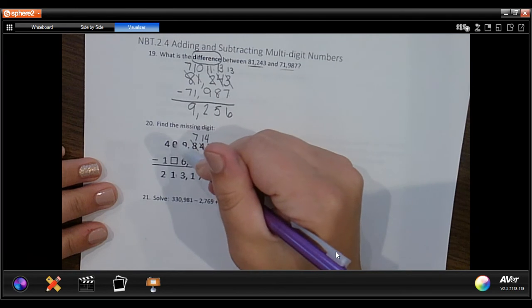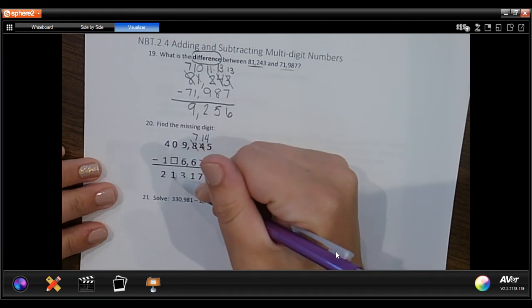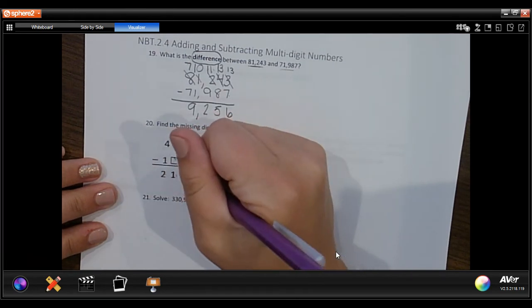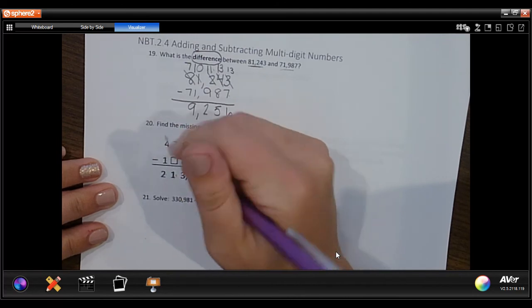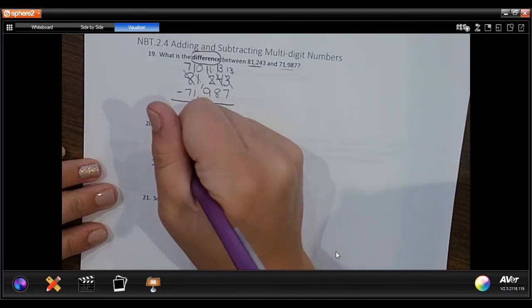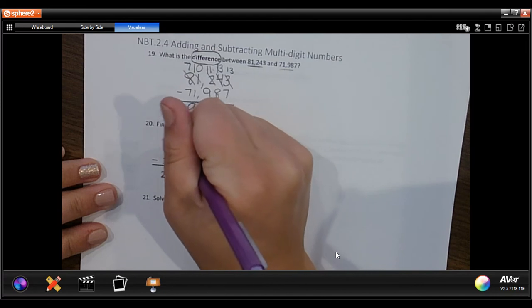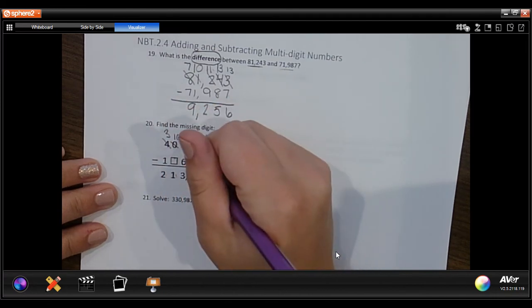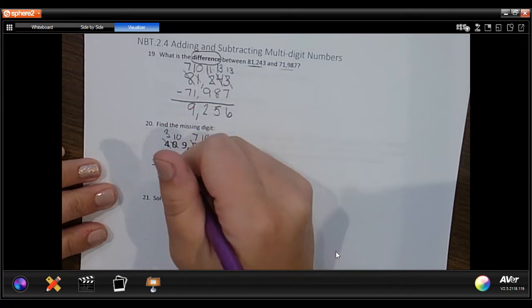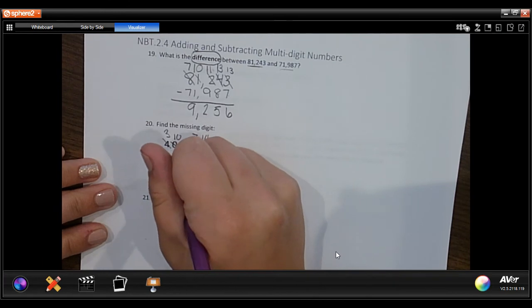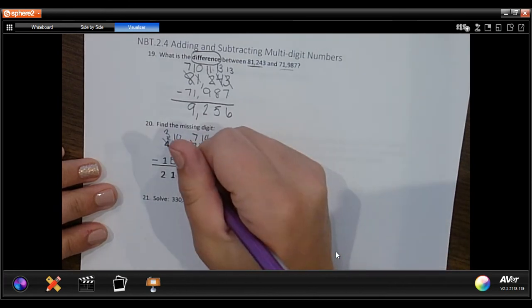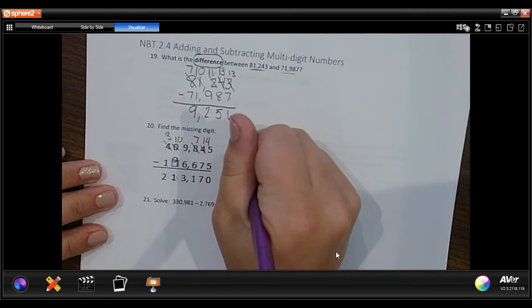But if this is 0 and I'm going to get the answer of 1, I know that this number is going to be larger than 1. So I'm going to cross out the 4, make it a 3 because I'll have to regroup. The 0 will turn into a 10. 10 minus what gives me 1? And I know 10 minus 9 gives me 1. And then 3 minus 1 would be 2. So our missing digit is 9.